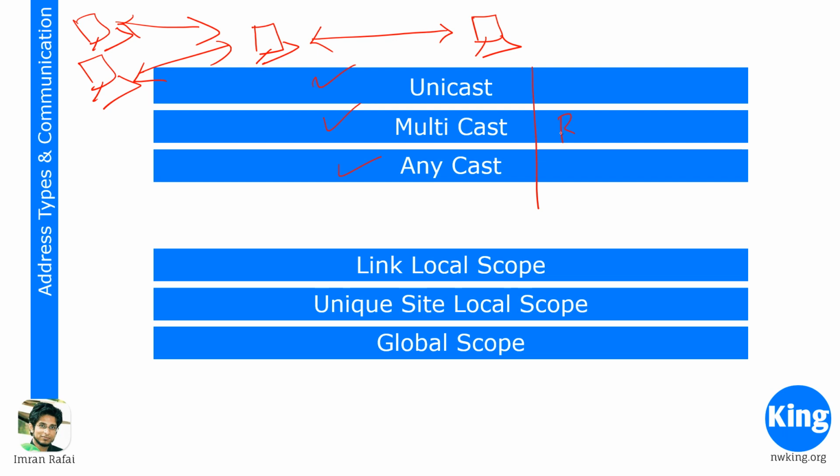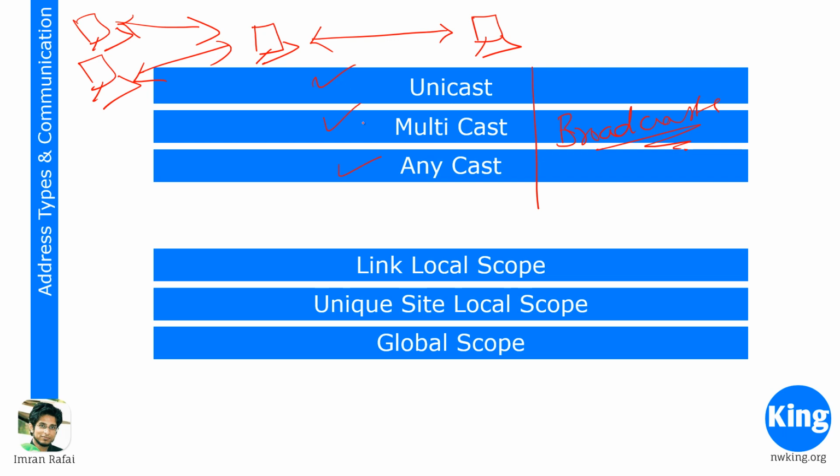Right, there's one thing that's missing: broadcast. IP version 4 broadcast has been misused, so IPv6 said broadcast is not required, and they've taken broadcast away. It doesn't mean that broadcast has gone, so there's no broadcast.